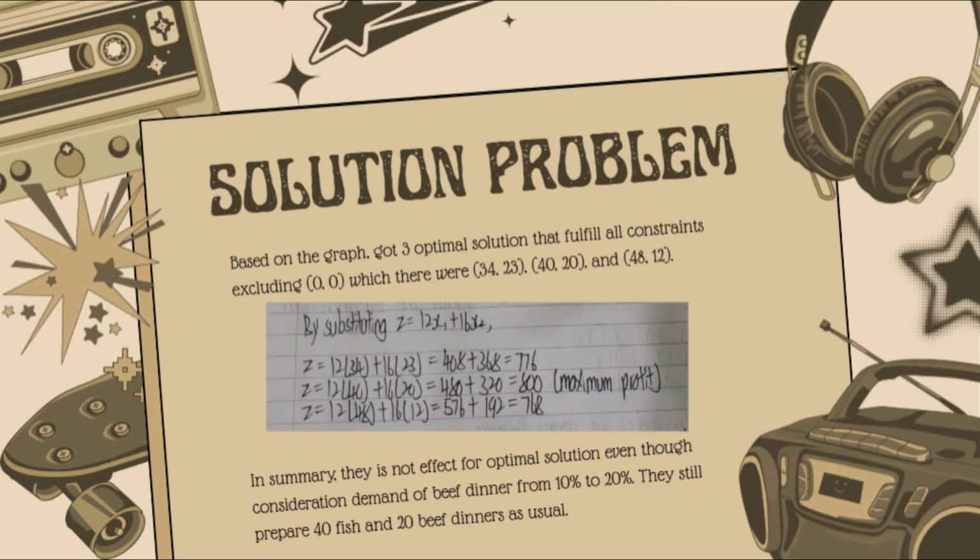In conclusion, the change had no effect on the optimal solution. The maximum profit remains $800, and the optimal production plan remains 40 units of x1 and 20 units of x2. This happened because the original plan was already safe enough that it still satisfied the new change.